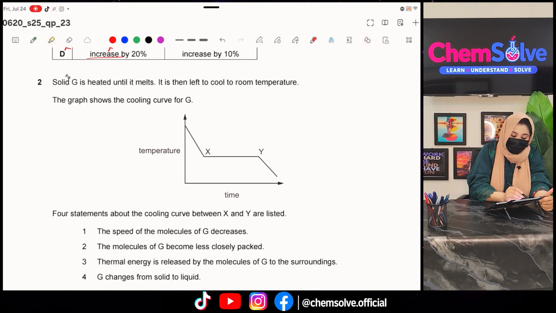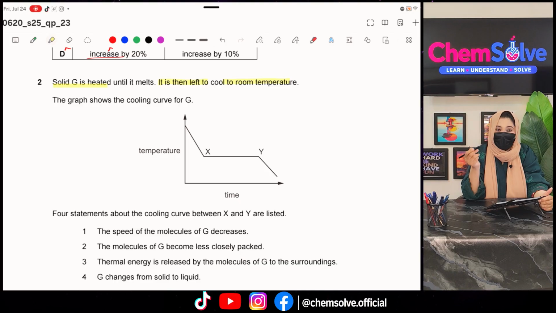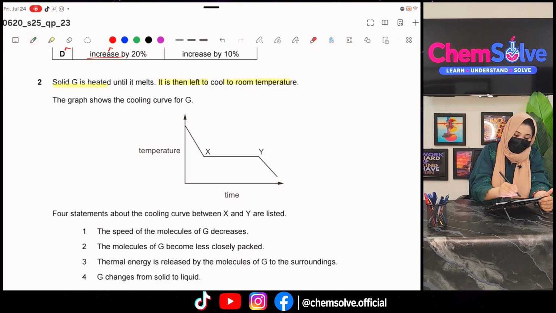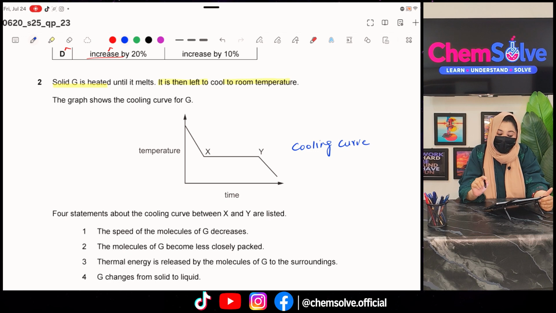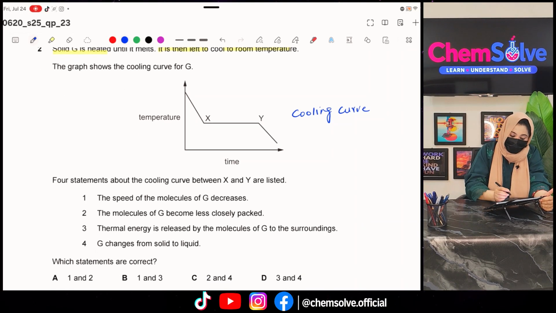Solid G is heated. It is then left to cool at room temperature. So it is first heated and then it is left to cool. But we are provided here with the cooling curve. So this is the cooling curve. G was the solid before. It is heated, it is melted, and now this melted solid is then left to cool. So 4 statements about the cooling curve between X and Y are listed.